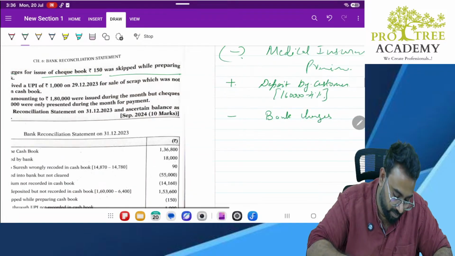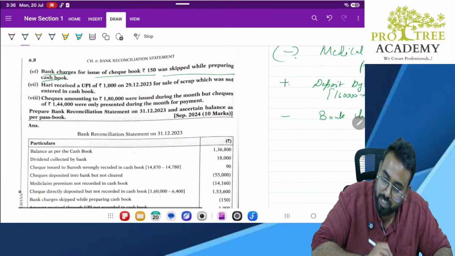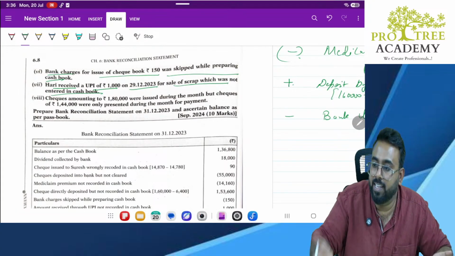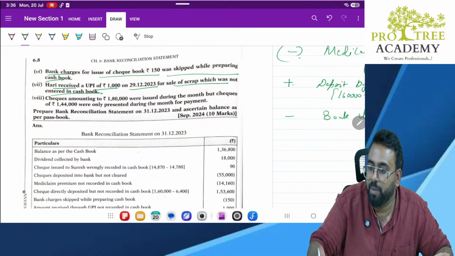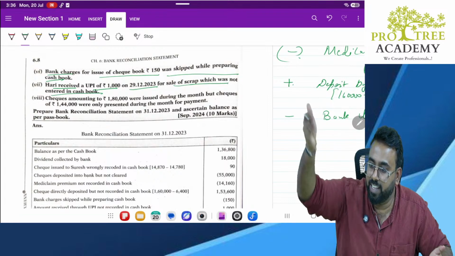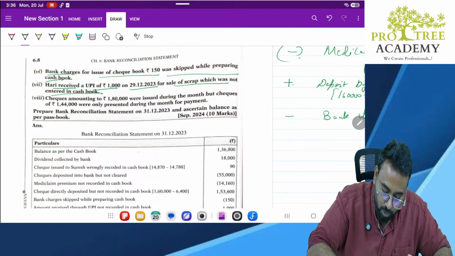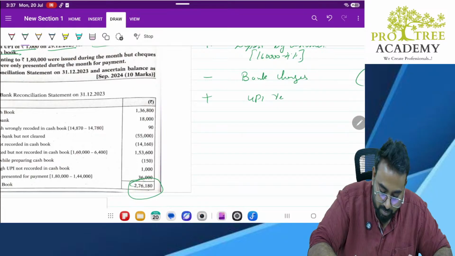Right. Next, Hari received UPI of 1,000 on 21st December for sale of scrap which was not entered in the cash book. Enter it. ಬ್ಯಾಂಕ್ ಅಲ್ಲಿ ಆಲ್ರೆಡಿ ಎಂಟರ್ ಆಗಿ ಬ್ಯಾಲೆನ್ಸ್ ಜಾಸ್ತಿ ಆಗಿದೆ, ಈ ಕ್ಯಾಶ್ ಅಲ್ಲೂ ಬ್ಯಾಲೆನ್ಸ್ ಜಾಸ್ತಿ ಮಾಡಬೇಕು. So add it. UPI received.